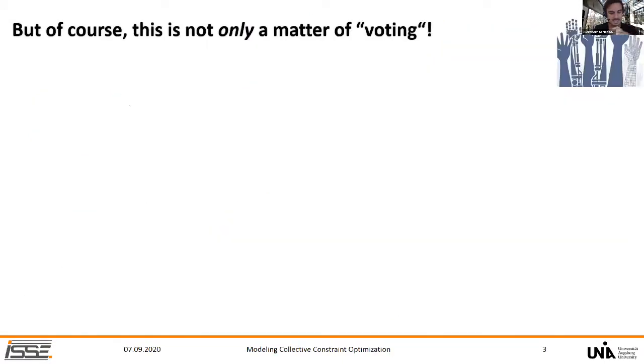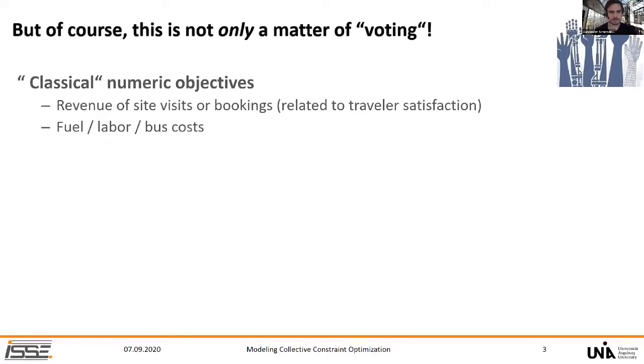One might think, okay, this seems like a social choice or voting problem. We have to find an agreement between all those agents. We have to align their preferences, but I'll argue that this is not only a matter of voting, and this is what makes it interesting to CP.